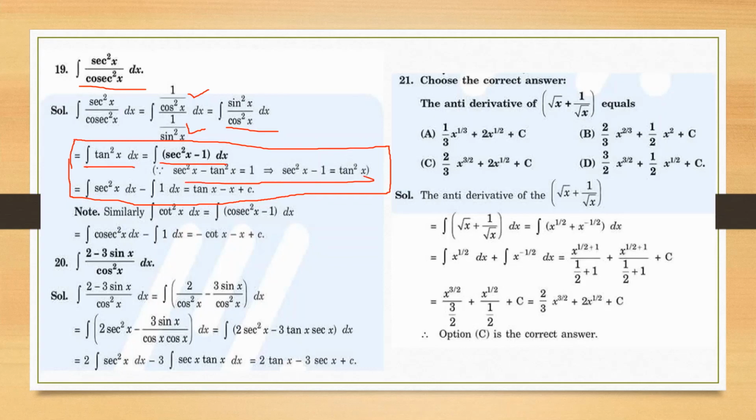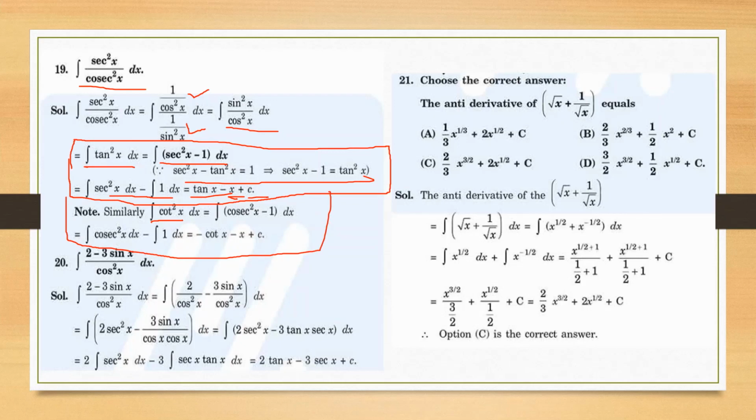Similarly, cot square x, this is also very important, please remember. Cot square x dx will be cosecant square x minus 1. We will open it like this: the integral of cosecant square x dx minus 1 dx. The integral of cosecant square x by the formula is minus cot x, and 1 gives minus x, plus c.